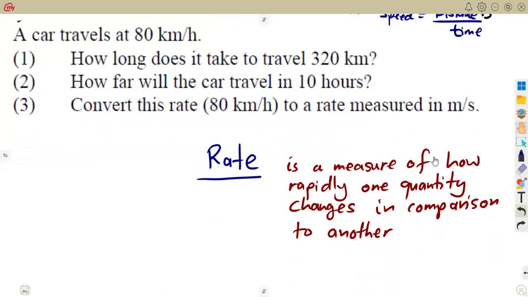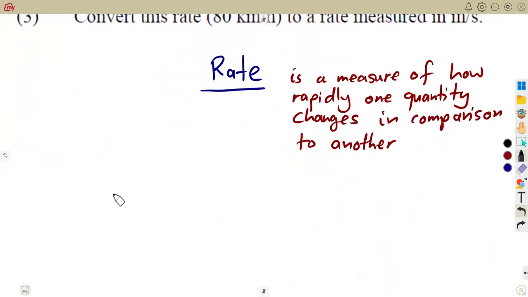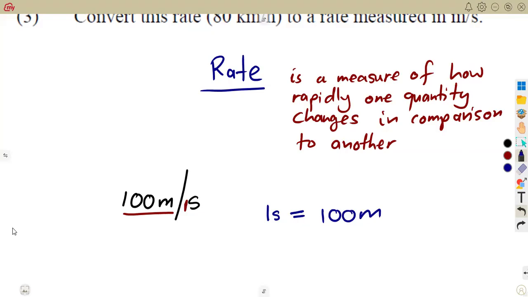Okay, let me express this one per unit. We are given, let's say, 100 meters per second. What does it mean? It means for each and every second, this one, it's 1 unit that we are given, 1 second. For each second, we are going to cover 100 meters. 1 second, we are covering 100 meters. That is what it means.